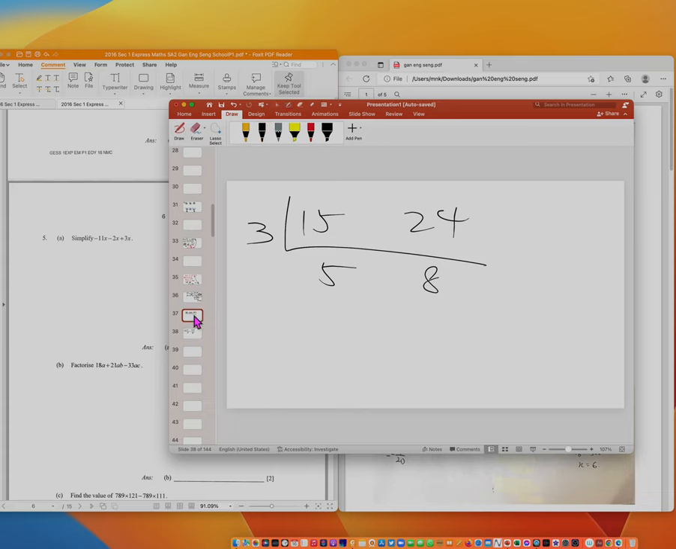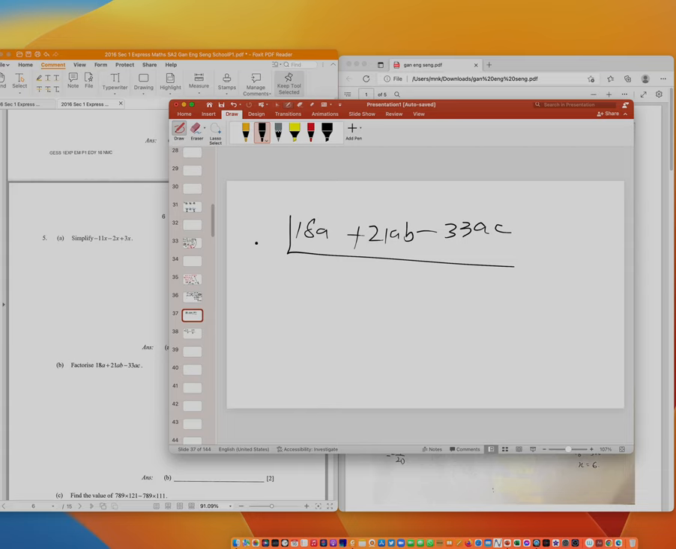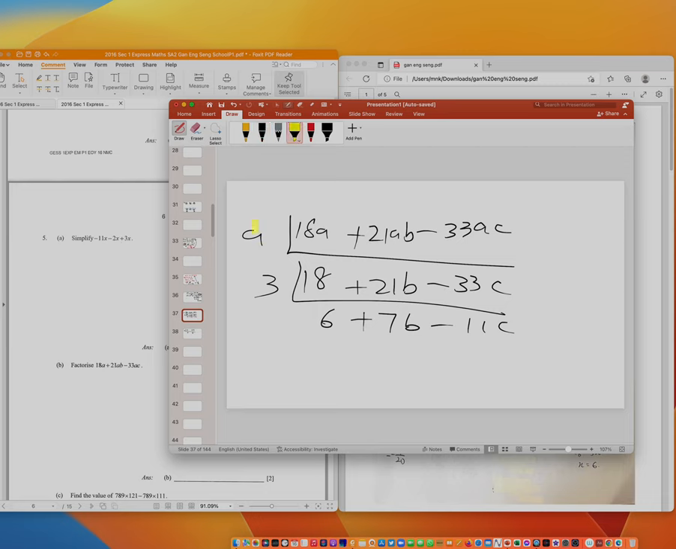So they use a similar technique. Ask yourself, what is common? A is common. If A is common, you're left with 18, then 21b, then 33c. What else is common? You can put a 3, so 6, 7b, minus 11c. So the common term is 3a. Therefore, 3a(6 + 7b - 11c).